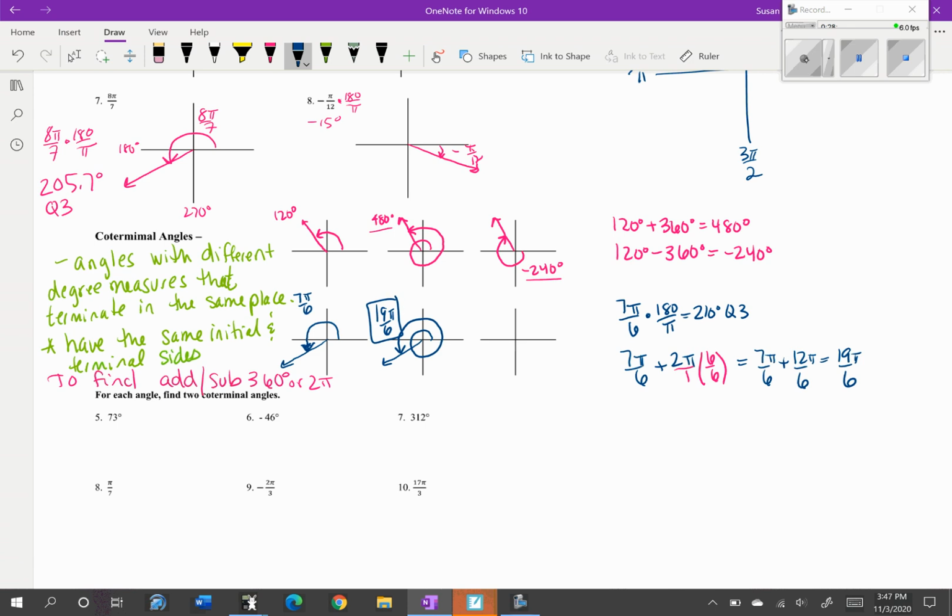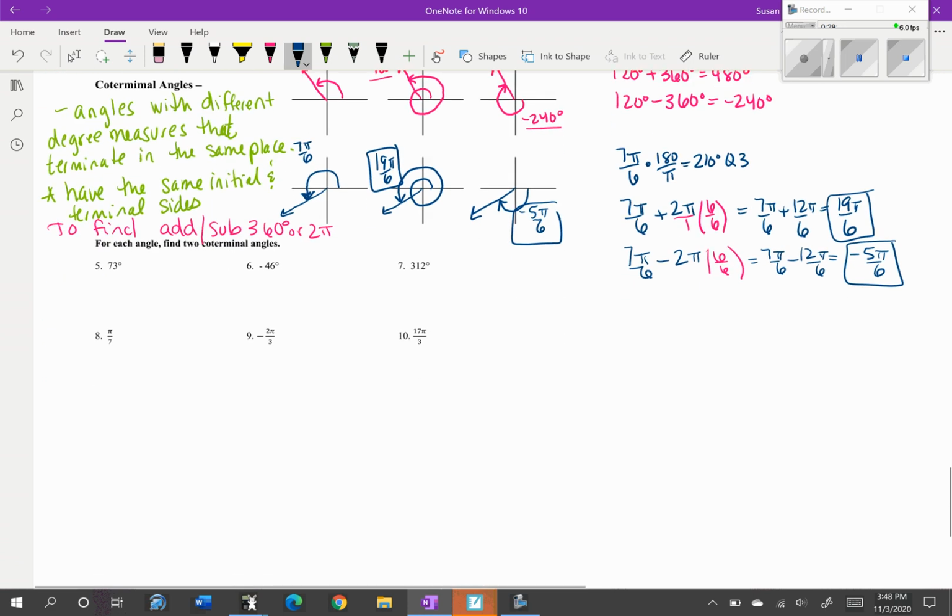If I want a negative coterminal answer, for 7 pi over 6, I subtract 2 pi instead, which again means you need to multiply this by 6 over 6 to get a common denominator. So when you do that, you get 7 pi over 6 minus 12 pi over 6, which gives us negative 5 pi over 6. So that would be a negative coterminal measure. Again, we still have the same initial and terminal side, but instead we're going clockwise on our circle. So negative 5 pi over 6 is coterminal with 7 pi over 6, which is also, of course, coterminal to 19 pi over 6. We could, of course, keep adding or subtracting 2 pi, so there are infinite possible answers that you could have here.